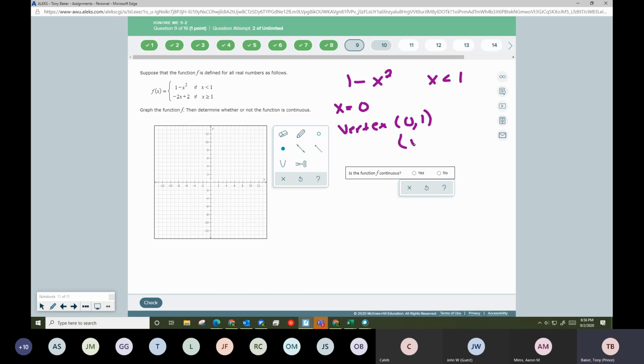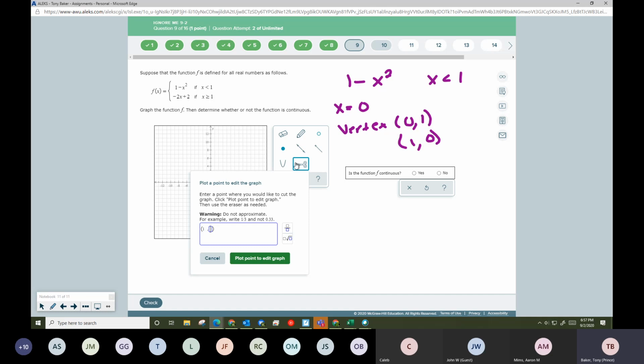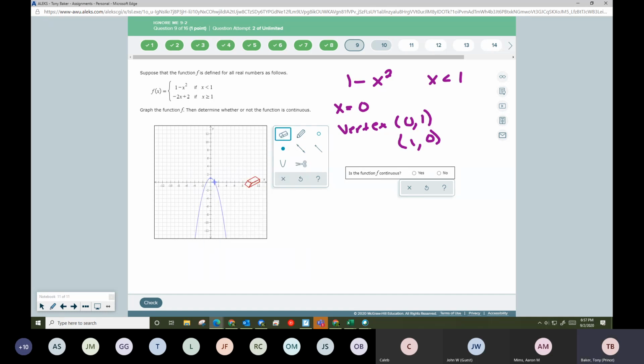Now I'm going to plug in that endpoint there. So my other point is 1, and it's actually 1, 0. Let's plug in 1 there, 1 minus 1 is 0. And this graph is going to open down. So I do the 0, 1, and then the 1, 0. And I'm going to put an open dot at the 1, 0. And then I'm going to cut at the 1, 0. So that becomes my parabola.